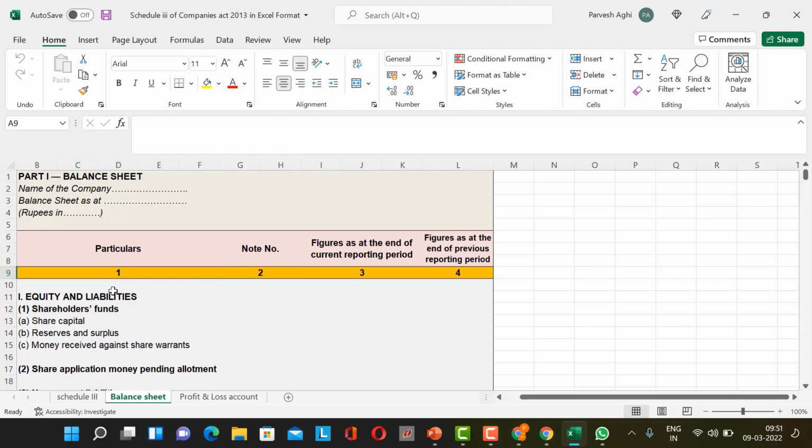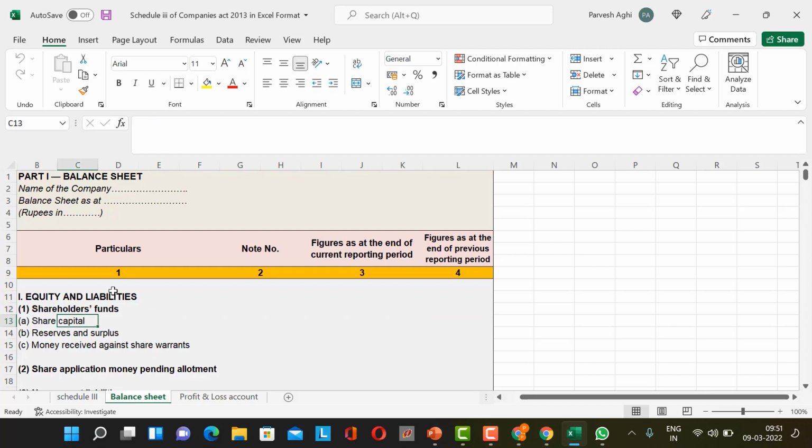So the first item will be equity and liabilities. It's the liability side of the balance sheet. First will be shareholders' funds: how much money the shareholders have brought to the company. Any note to accounts relating to this will come here. This is for the current year and this will be the previous year. So if there is any change, we'll come to know if some more money has been brought in by the shareholders.